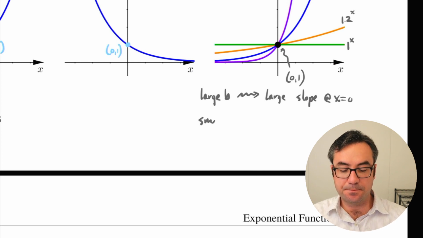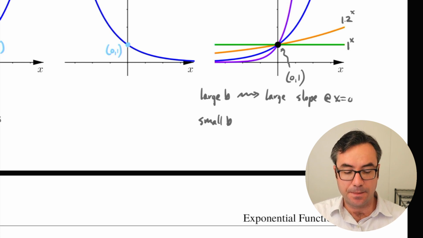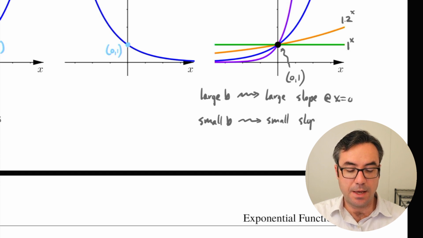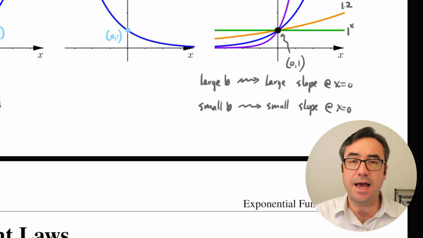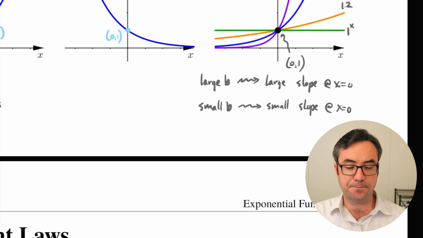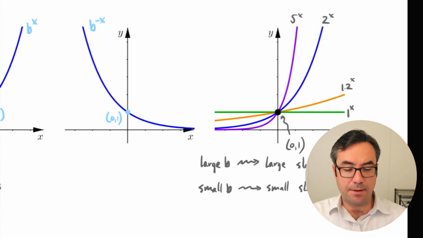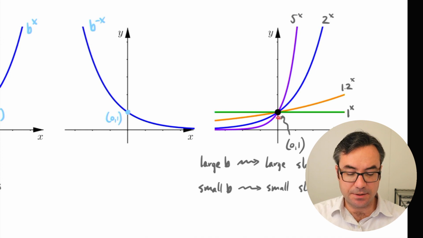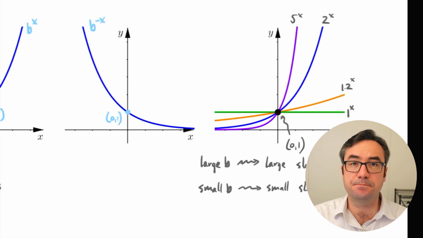And for small b, so for values of b that are close to 1, we're going to have a smaller slope at x equals 0. This idea of considering the slope of these exponential graphs at x equals 0 is going to be important later on. But you can kind of see this. If we go up, for 5 raised to the power x, it's going to have a steeper slope. And then for, say, 1.2 raised to the power x, the slope isn't going to be as steep there at x equals 0.